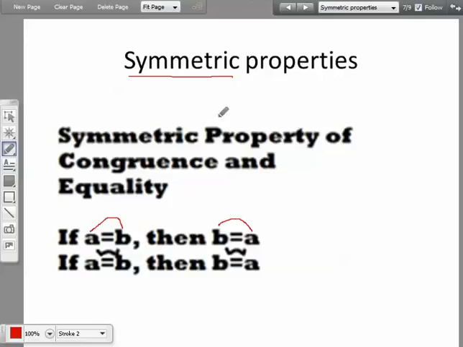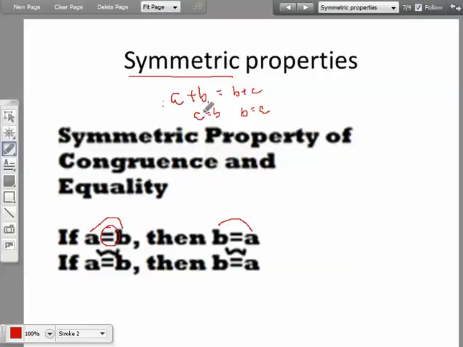Now, the difference between this and the commutative property is that the commutative property has an operation in between, and this one has an equal sign in between. So instead of A plus B is equal to B plus A, what we're saying here is that A is equal to B and B is equal to A. So they're a little bit different in that respect, okay? You just have to be aware that's what the symmetric property does for you. It allows you to turn these equal signs around.